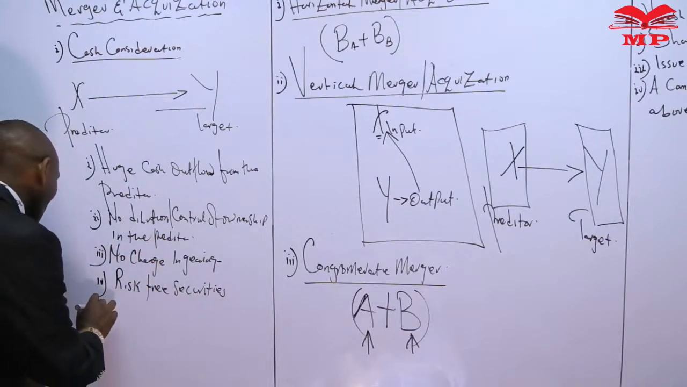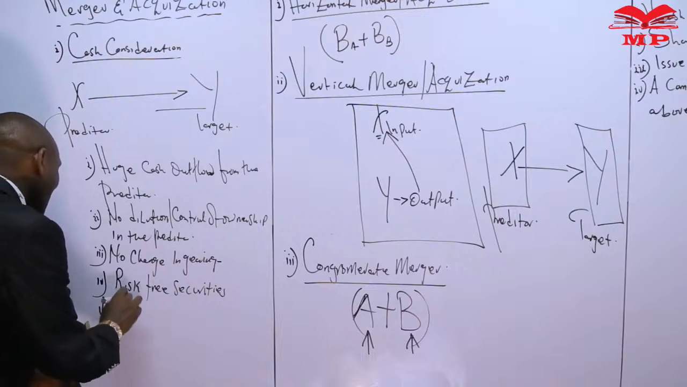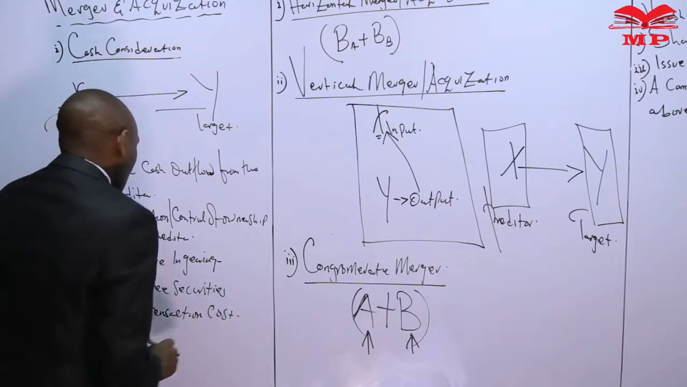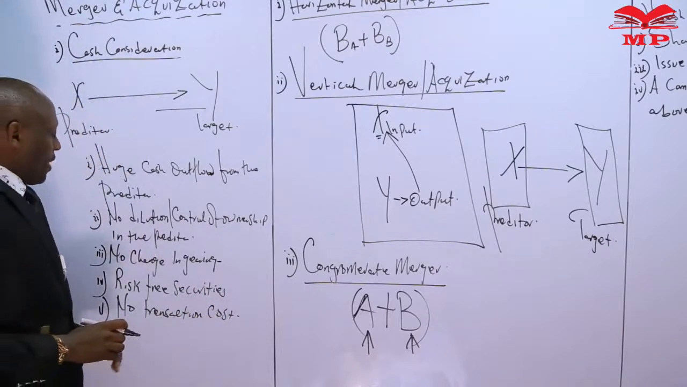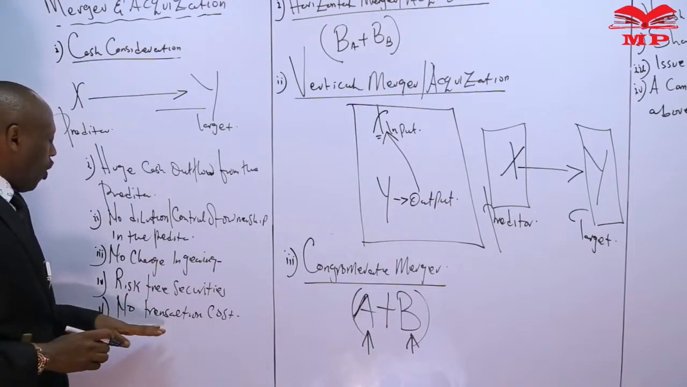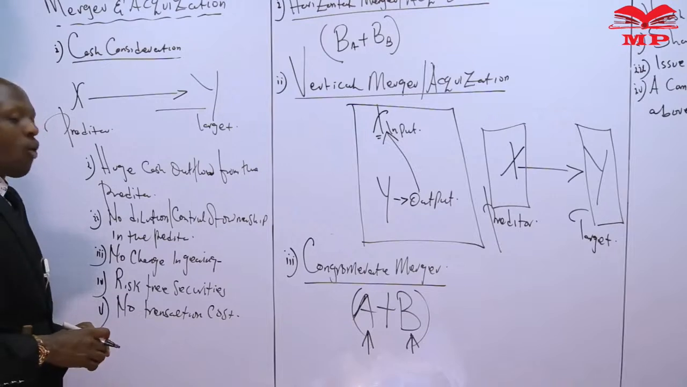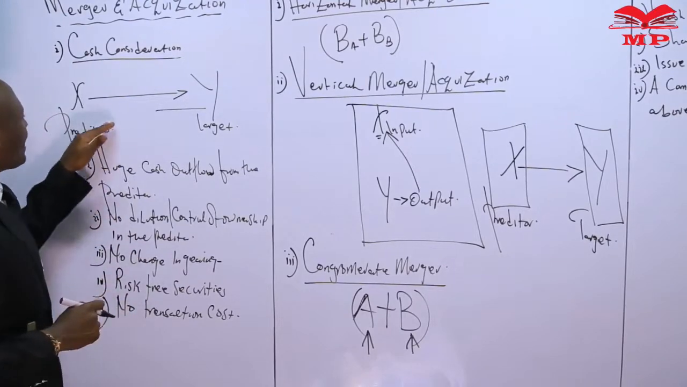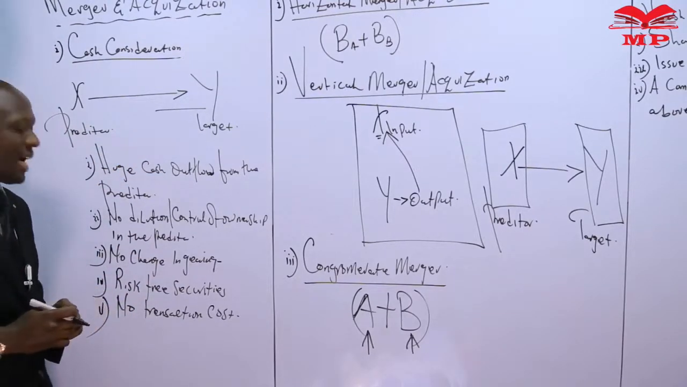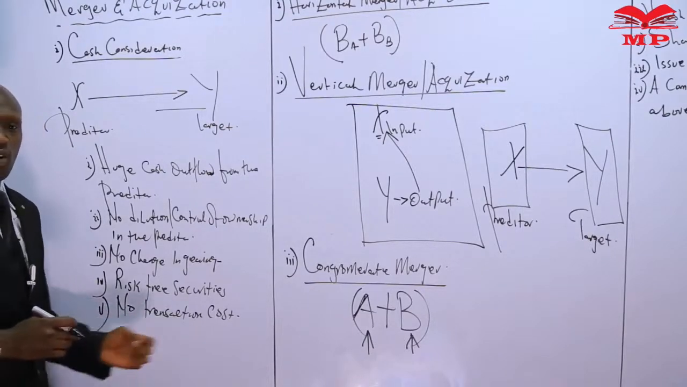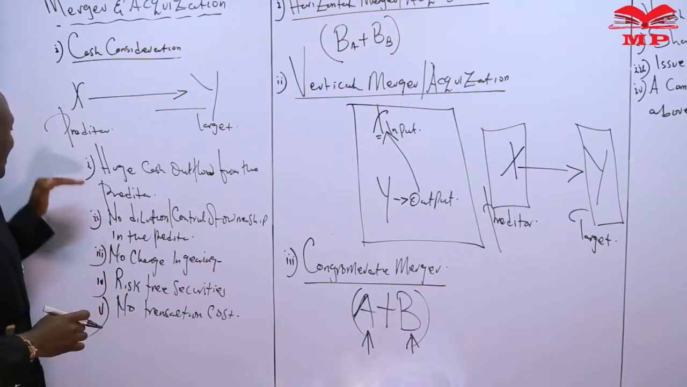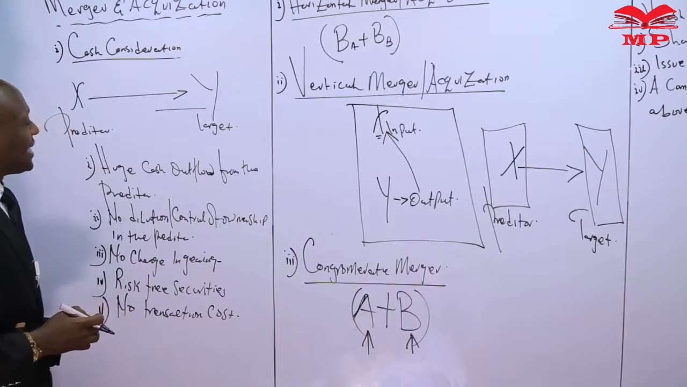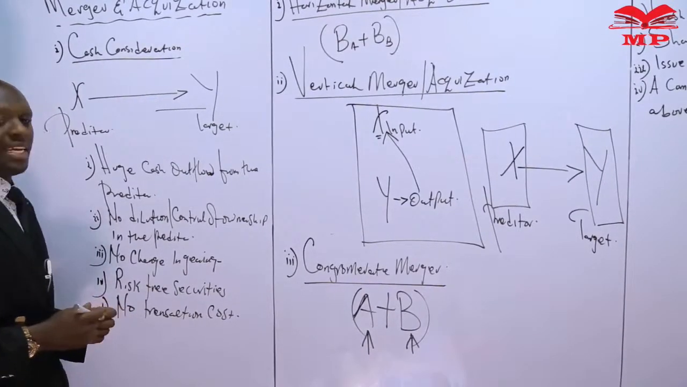The other one, number five, is that there is no transaction cost. No transaction cost means that unlike the sale of shares in the market, where a shareholder will go to the market and try to sell the shares, under merger and acquisition, where shareholders are paid in cash, they do not incur transaction costs. So simply, these are the implications of cash consideration when a target entity's shareholders are paid in cash.